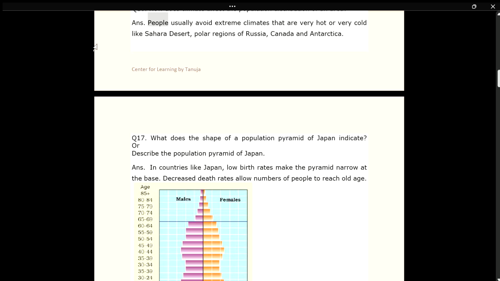Ans. People usually avoid extreme climates that are very hot or very cold like Sahara Desert, polar regions of Russia, Canada and Antarctica. Q17. What does the shape of a population pyramid of Japan indicate? Or, describe the population pyramid of Japan. Ans. In countries like Japan, low birth rates make the pyramid narrow at the base. Decreased death rates allow numbers of people to reach old age.